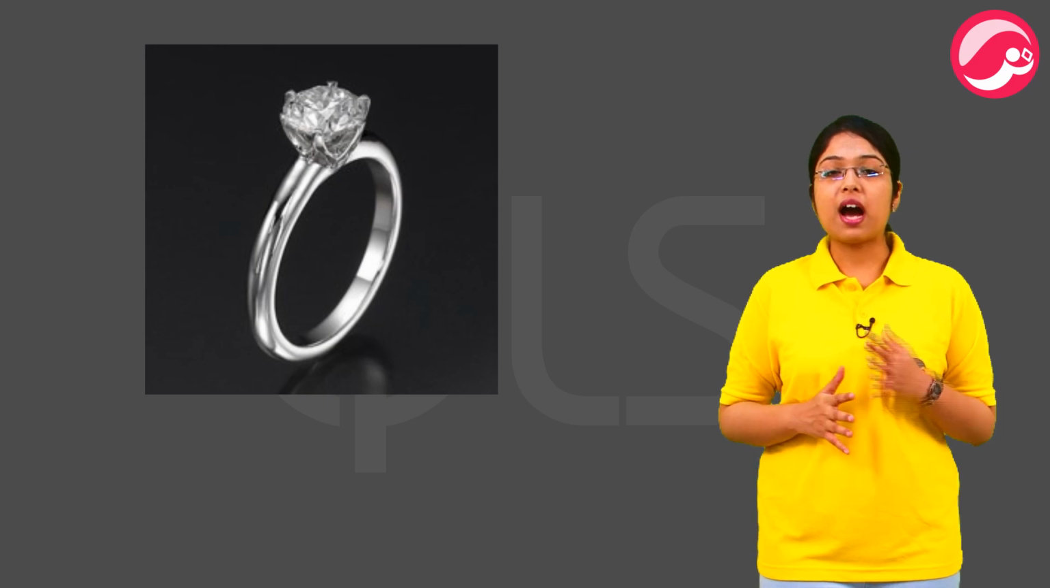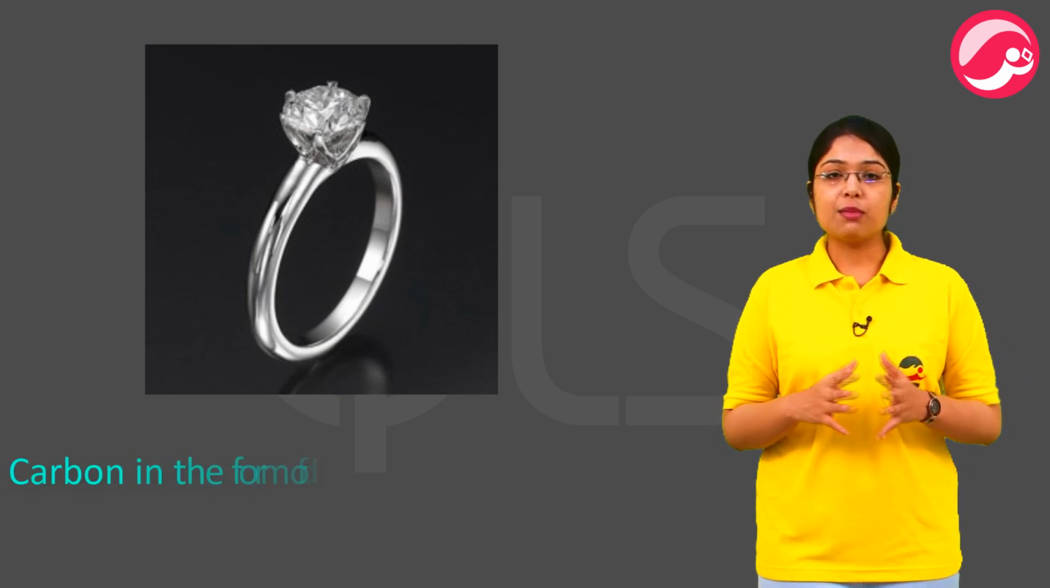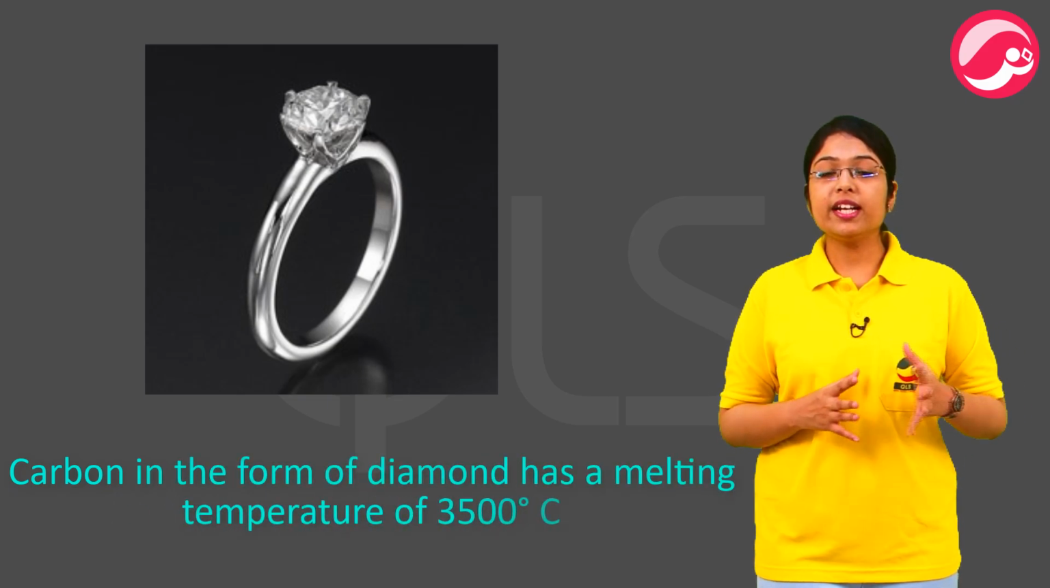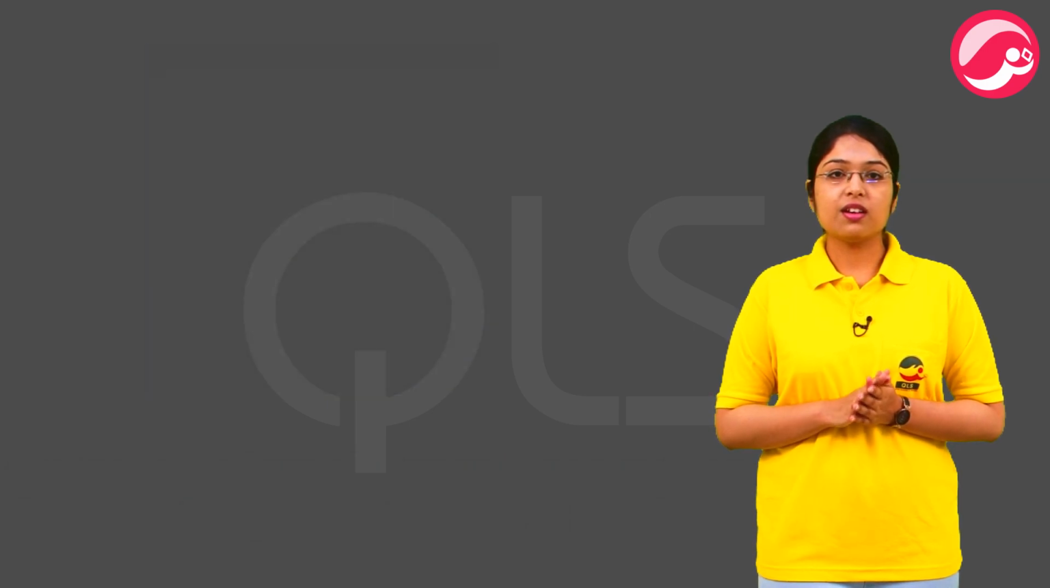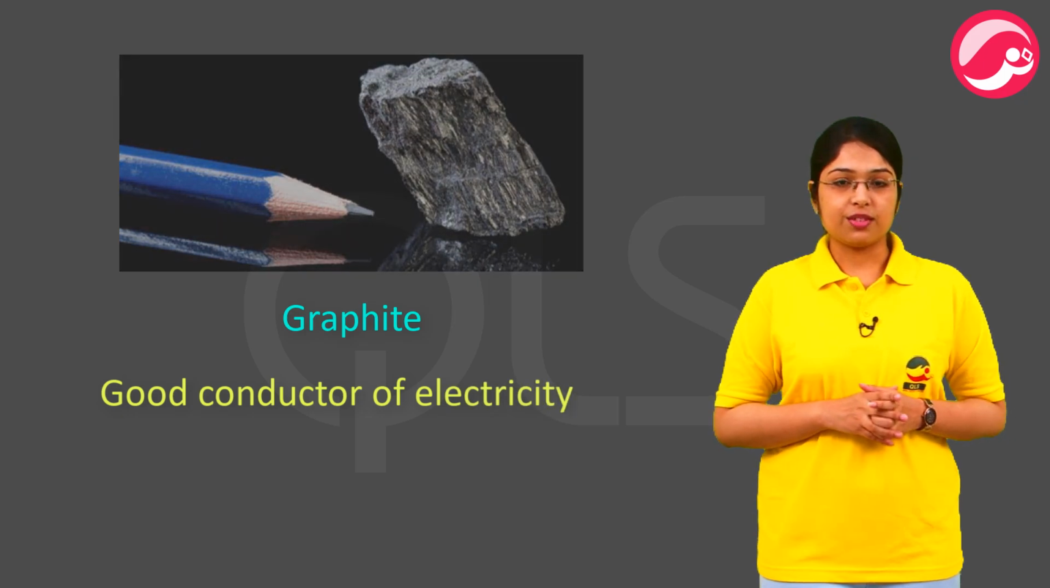diamond, which is an allotrope of carbon, is known to have the highest melting point for any naturally occurring element. Carbon in the form of diamond has a melting temperature of 3500 degrees centigrade. Carbon in the form of graphite is a good conductor of electricity.